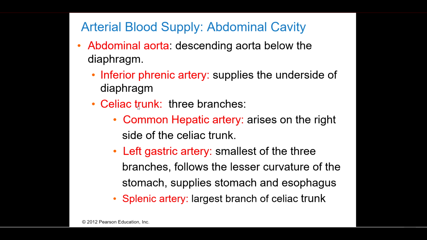The smallest branch, heading to the left because it's going to go to the stomach, is the left gastric artery. This is the smallest of the three branches, and it's going to head over to the lesser curvature of the stomach, where there are two curvatures, the lesser curvature and the greater curvature. This is the one on top, and basically this artery is supplying blood to the stomach and to the esophagus. The biggest branch, you can't miss it when you see it, is the splenic artery. This is going to head obviously towards the spleen, and we see it running on top of the pancreas.